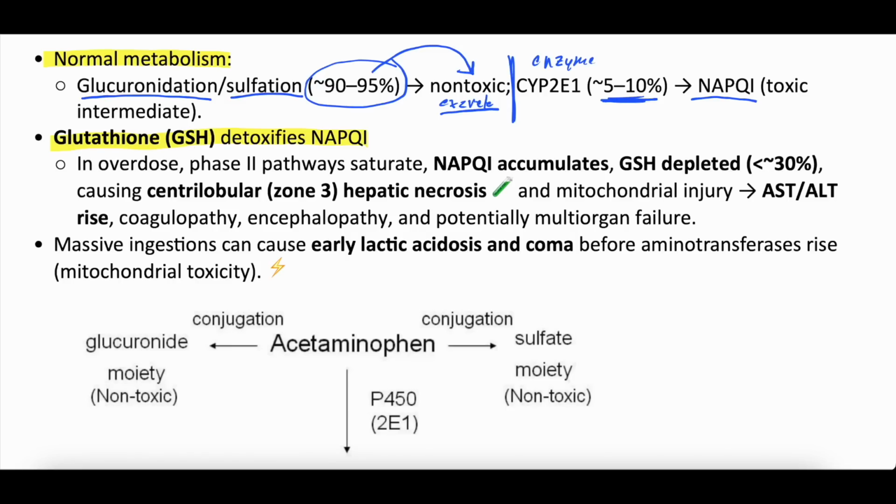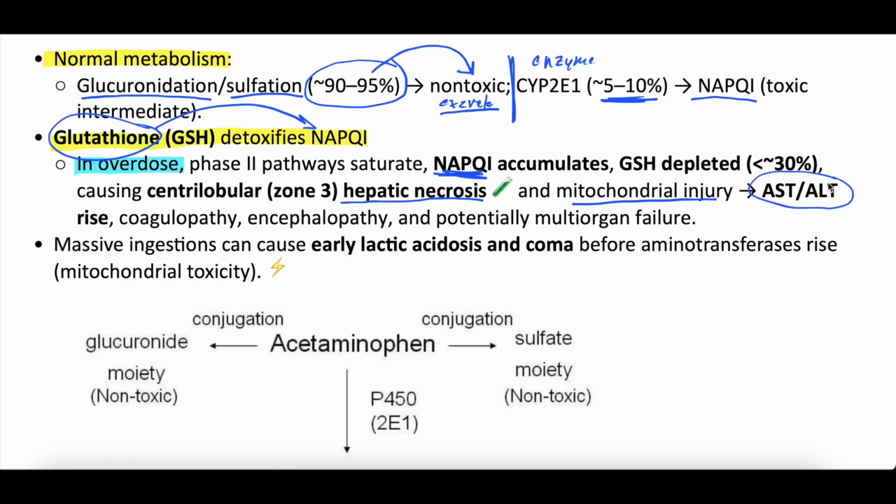Where we run into problems is in overdoses or in folks who took too much. This glutathione pathway that detoxifies the toxic metabolite NAPQI gets saturated, gets overworked. There's only so much of it in the body. And that leads to accumulation of NAPQI. When that NAPQI accumulates, it causes hepatic necrosis or liver injury. It also causes some mitochondrial injury. But all this then leads to liver injury.